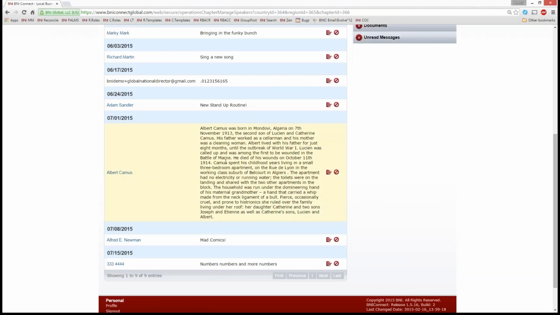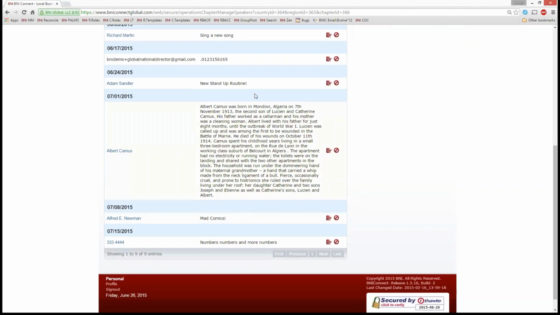The benefits of scheduling people here in the system also are that they will get an email reminder twice before their speaking engagement. So the day after your BNI meeting, next week's speaker will get a reminder. So 6 days before the meeting that they're speaking at, they will get a reminder saying you're due to speak this week. They'll also get another reminder 3 days before the meeting, and the Secretary Treasurer will get a reminder as well 3 days before the meeting.